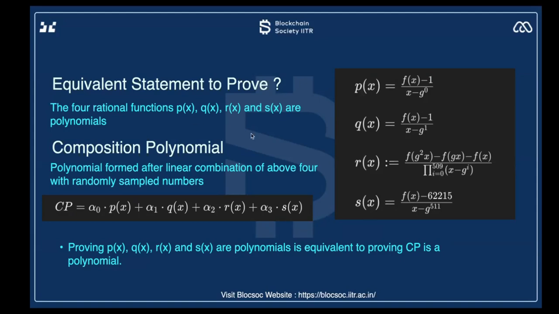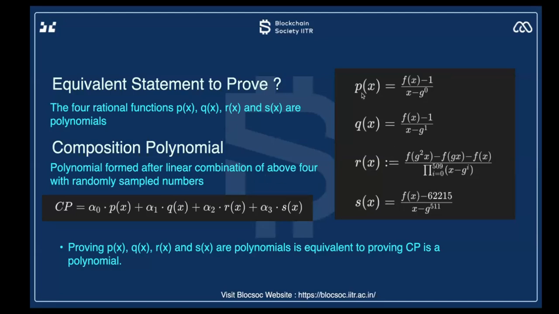So now what is my equivalent statement to prove? That the four rational functions p(x), q(x), r(x) and s(x) are not some form of polynomial written in numerator and then denominator that we can't reduce to a single polynomial, but that they are actually polynomial expressions.